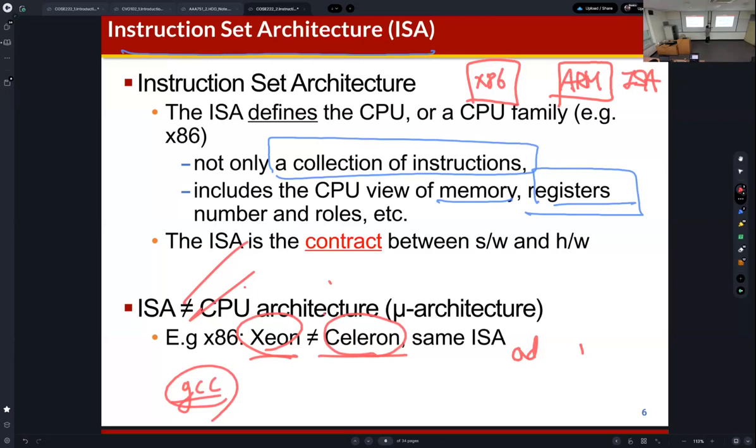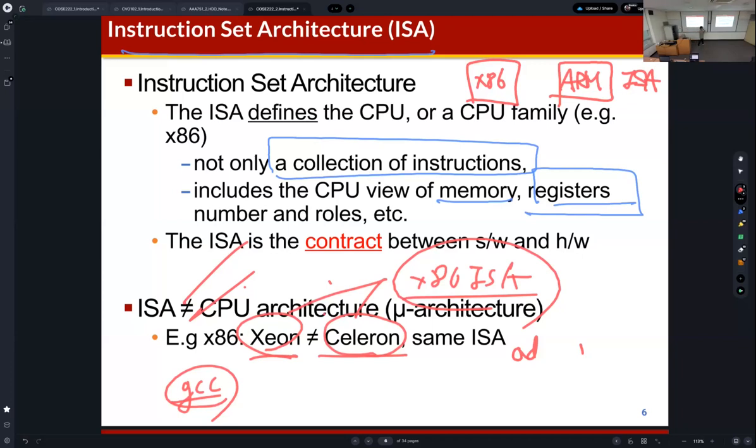It means the GCC binary file compiled for x86 ISA can be executed by Celeron, because Xeon and Celeron both support the x86 ISA, which means that both processors can understand these instructions in x86 ISA. So these same binaries can be executed by both Xeon and Celeron, because Xeon and Celeron support x86.